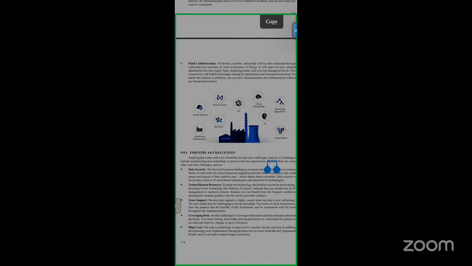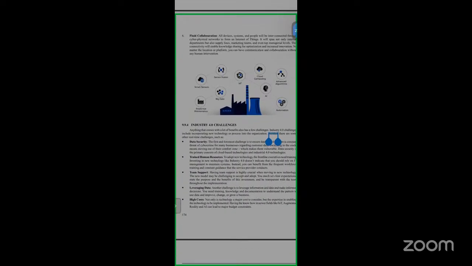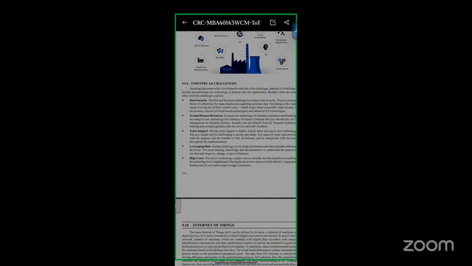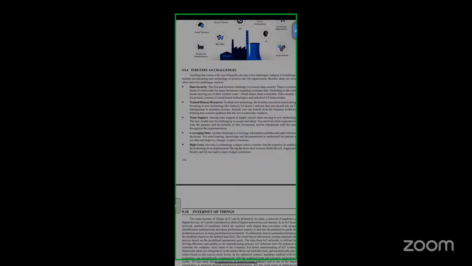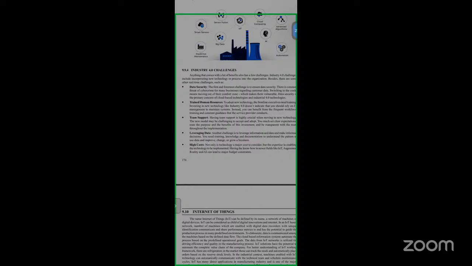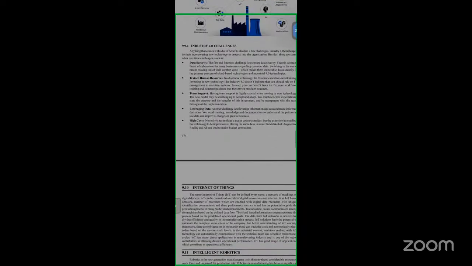And here, fluid collaboration, just look at how they all work together. That is predictive maintenance, smart sensors, big data, sensor fusion, IoT, cloud computing, advanced algorithms, and automation. Industry 4.0 challenges. There are some real-time challenges, that is data security, the lack of trained human resources, team support, leveraging data, and high cost.